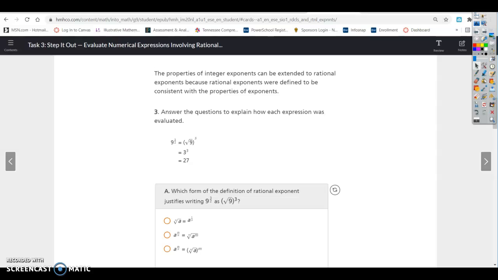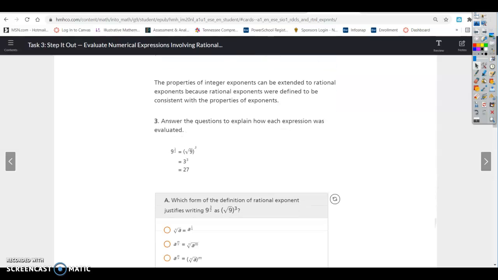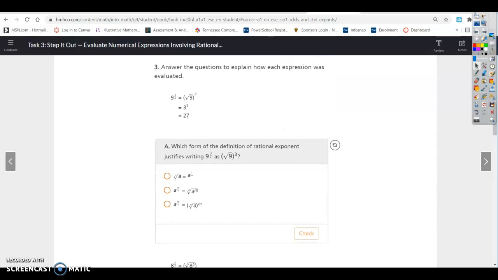All right, the properties of integer exponents can be extended to rational exponents because rational exponents were defined to be consistent with the properties of exponents. Remember, rational exponents just means now you're looking at exponents that involve fractions. That's why we are looking at this here, because we have exponents with fractions now, but they follow the same rules as your properties of exponents.